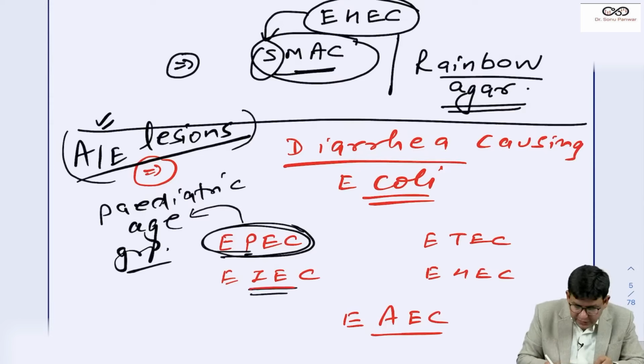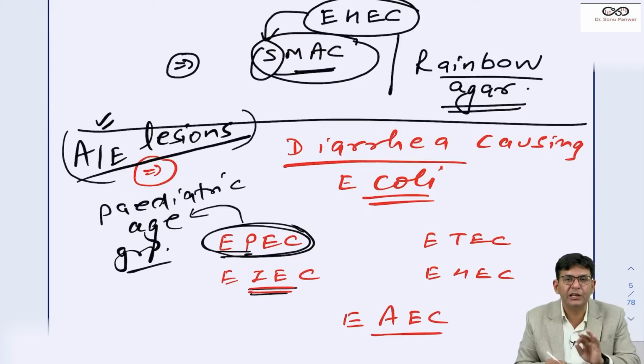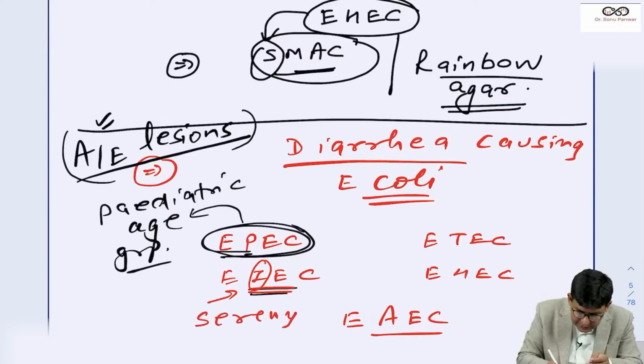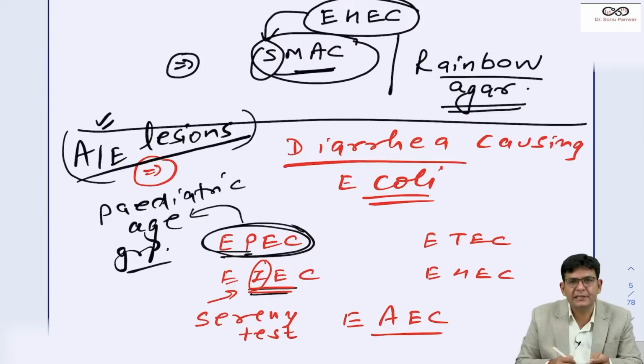Enteroinvasive E. coli resembles shigellosis. As it is invasive, Shigella is also invasive in nature. So enteroinvasive E. coli resembles shigellosis, and a test is positive in this, and the name of the test is what? Sereny test. Okay, the Sereny test is positive in the EIEC.